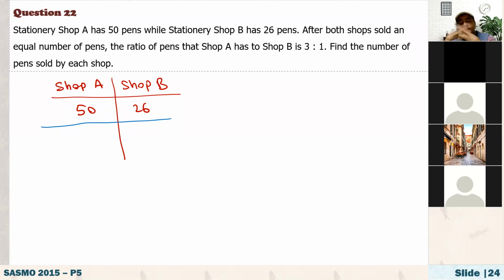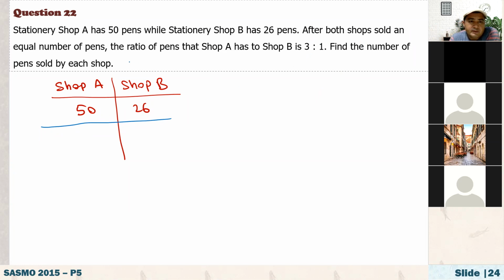Okay, Fikriya, finished? No, I understood the question, but I didn't do it. Okay. Why not? Did you form your equation? I didn't use any formula. No, not formula, but did you form it? Because here in the question it says that after both shops sold, we do a calculation like 26 minus something and 50 minus something, when we subtract that something from 50.